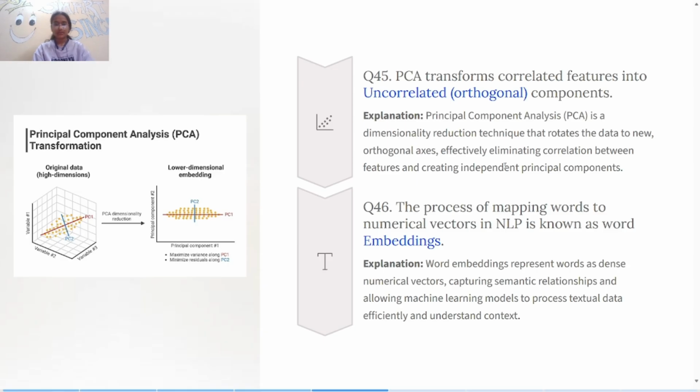Question number 46. Mapping words to numerical vectors in NLP is known as word what? So this is known as word embedding. In NLP, computers can't understand text directly, so we convert each word into a dense vector of numbers. These vectors capture meaning, context, and relationships between words. That process is called embedding.